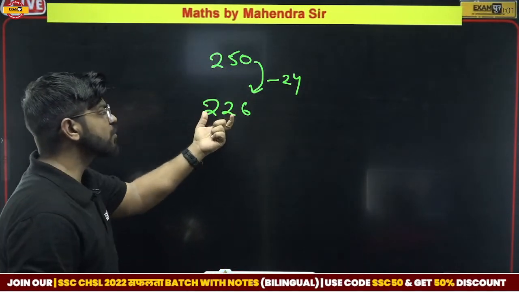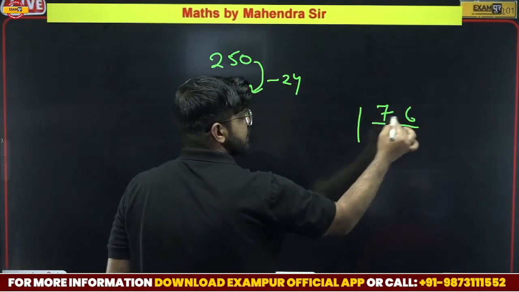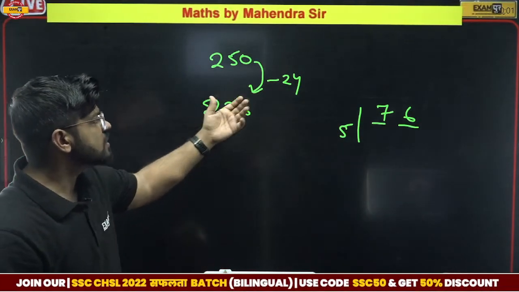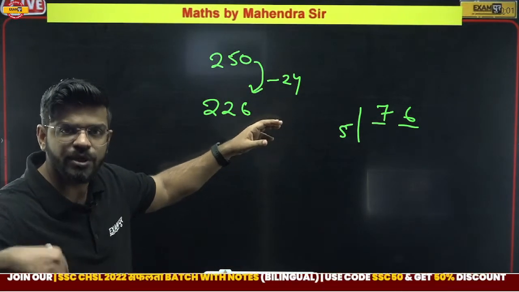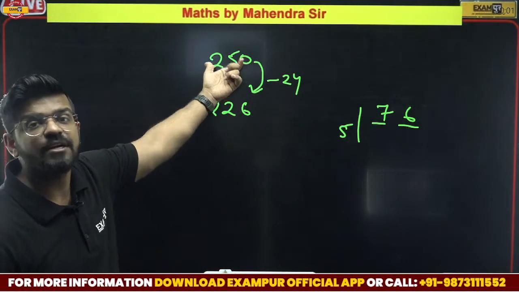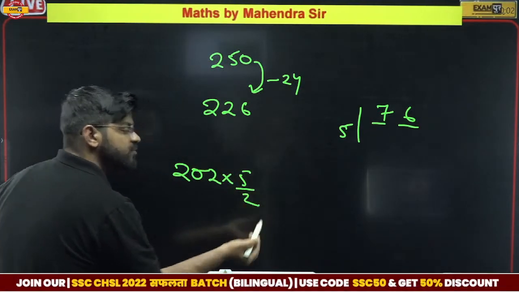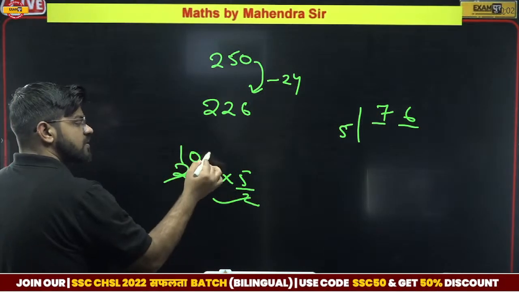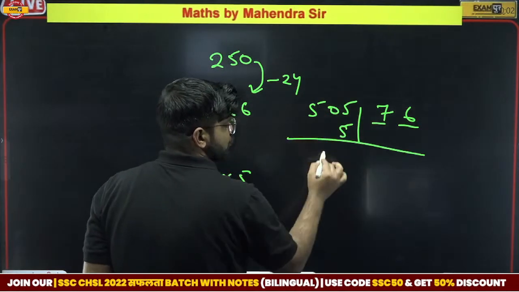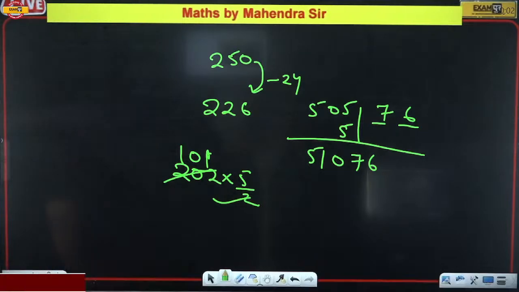So for calculating 226 square, we just have to calculate the square for 24. That is 576. Carry is 5. Now double the 24, it will be 48. Reduce 48 from 250, you will get 202. Now 202 multiplied by 5 by 2. This will give you 101, and here 505. So 505 will be here. So 5, 10, 7, 6 is my answer.